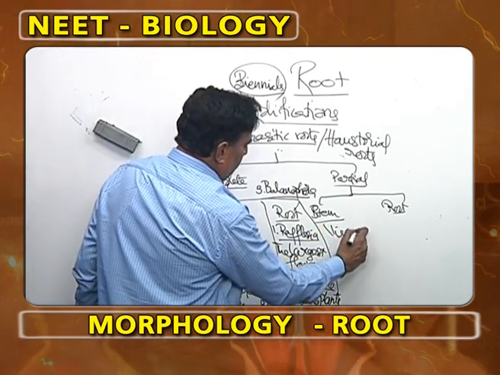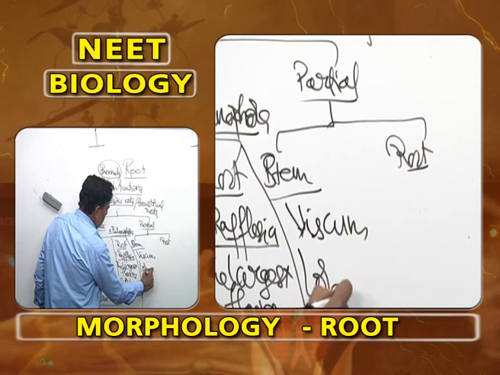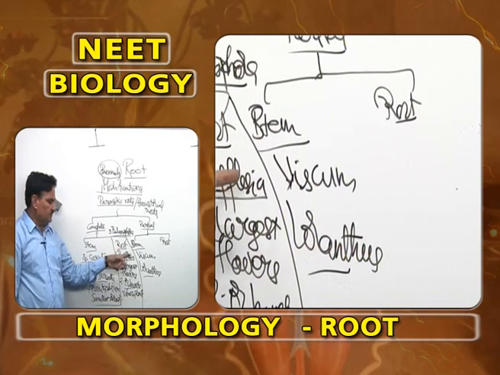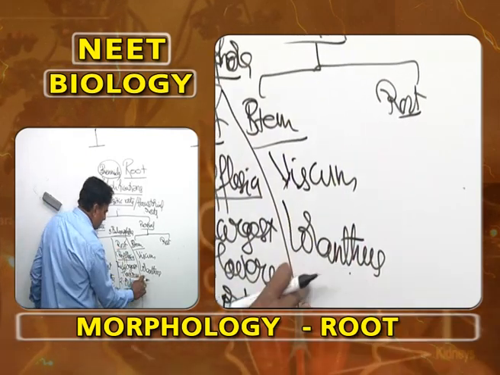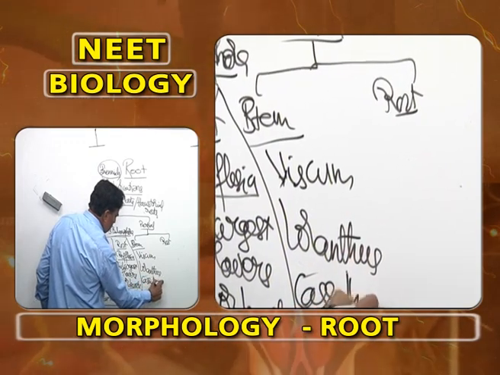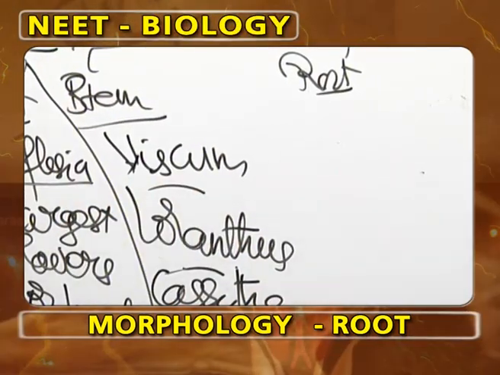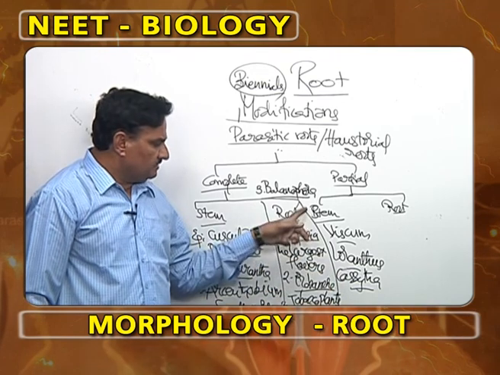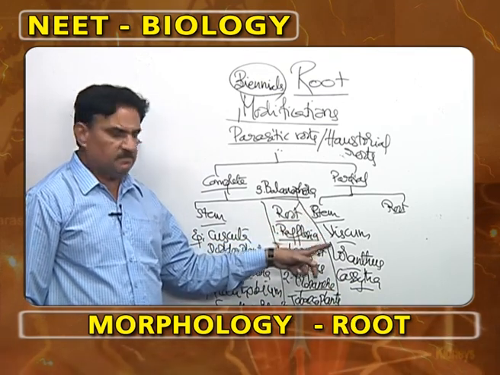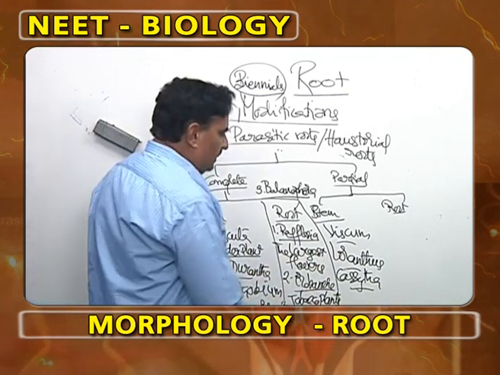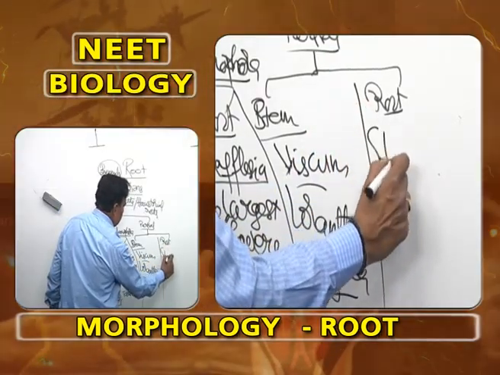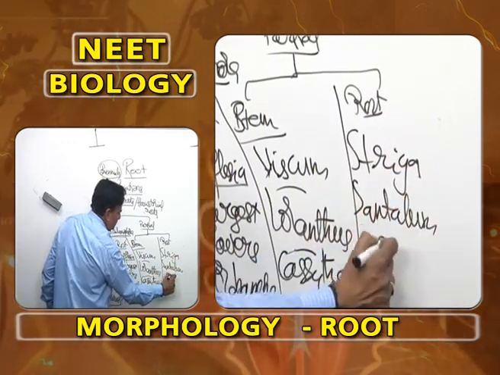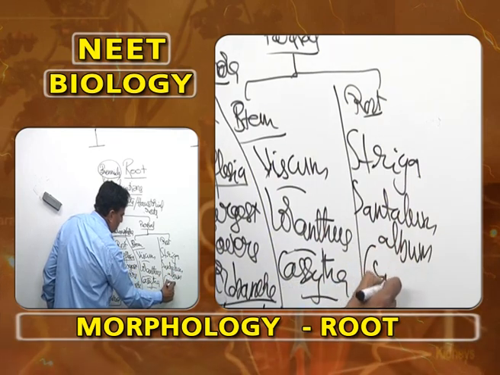The partial stem parasites, the best examples, are Viscum and Loranthus. There is another example also, Cuscuta. This will come in the flower chapter, stamens with valvular dehiscence, which we discuss in flower. So, partial stem parasites are Viscum, Loranthus and Cassytha. Partial root parasites are two. One is Striga, the other is Santalum album. Santalum album is nothing but the sandalwood plant.